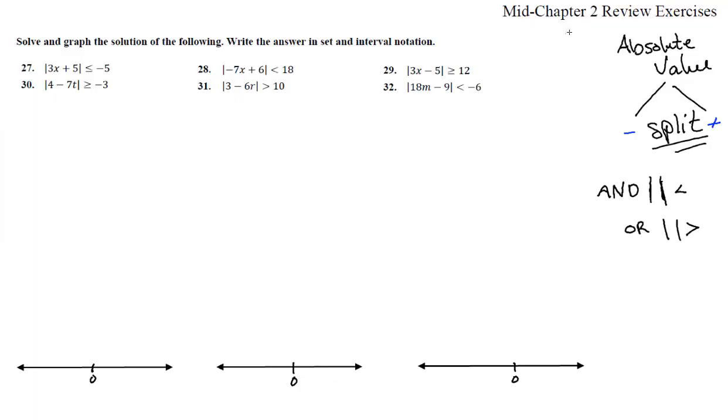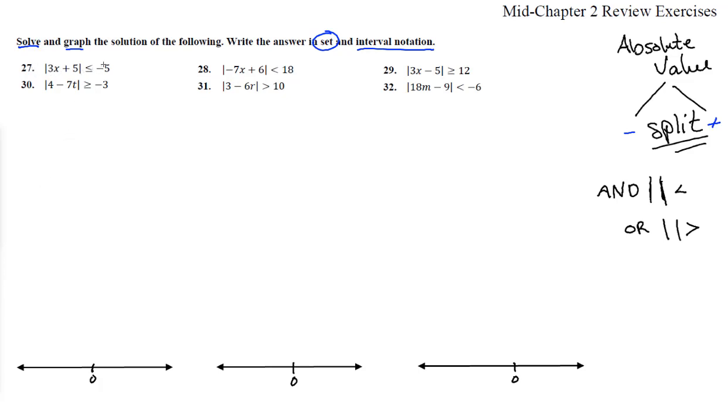Here we are in the mid-chapter 2 review exercises with the solutions to numbers 27 through 32. We're doing absolute value inequalities, and notice that we need to solve and graph them and write the answer in set and interval notation. All right, starting with number 27.